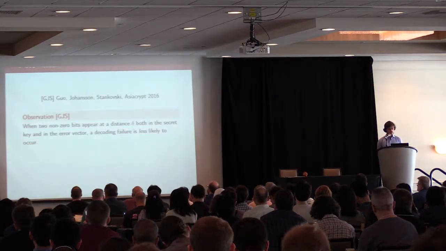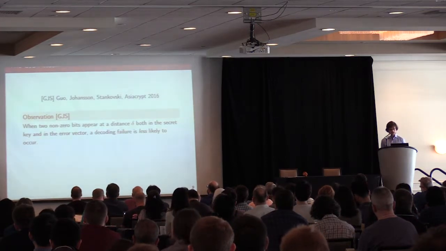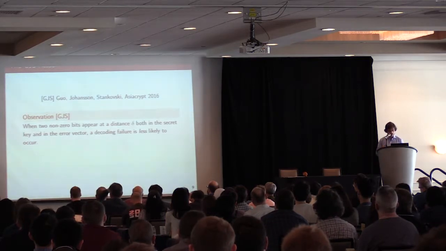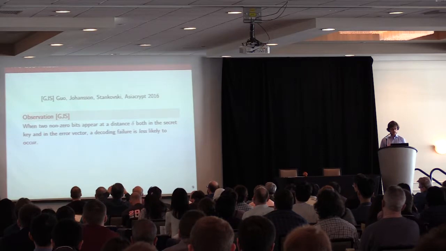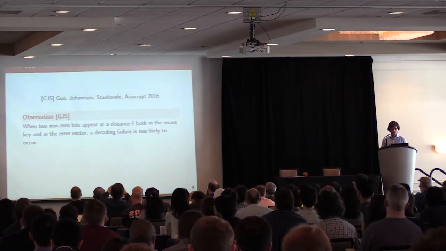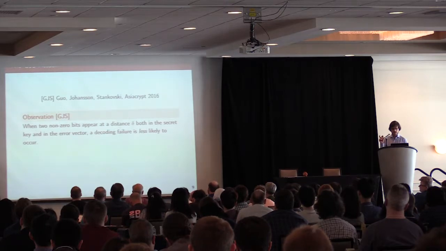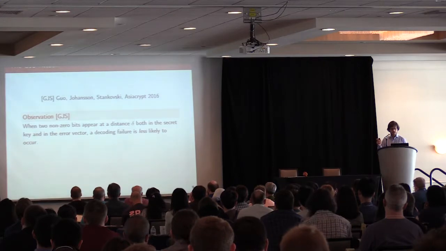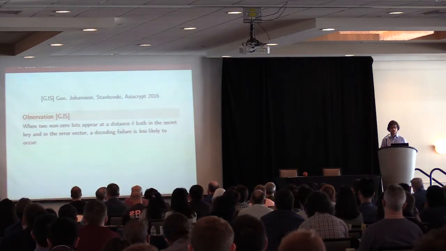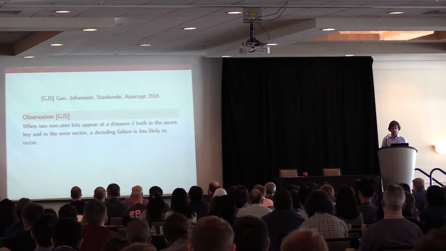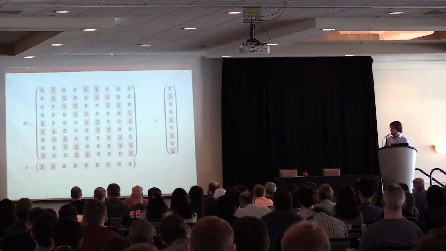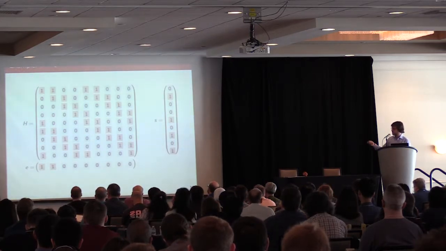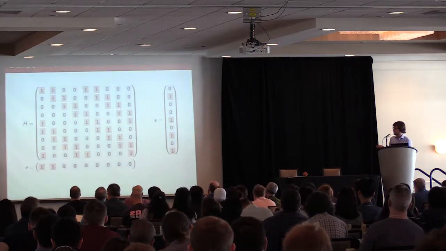So at Asiacrypt in 2016, Guo, Johansson and Stankovski proposed an attack exploiting the properties of this algorithm. The main observation is the following. When you have two non-zero bits, so two 1 bits, appearing at the same distance delta both in the key h and in the error vector, then a decoding failure in the algorithm is a bit less likely to occur than in the average case. So what do I mean by this? For the sake of simplicity, I represented this with only one block. Usually it's two blocks, but exactly the same thing is happening.